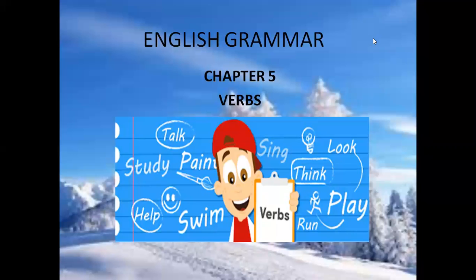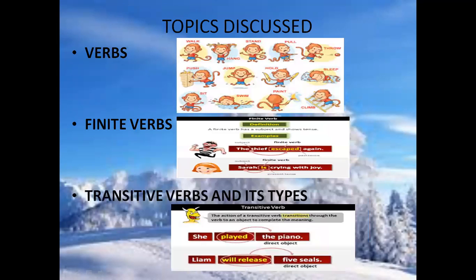In my last video, I had explained verbs and its types, that is chapter 5. So today we will continue with the same chapter. But before moving on to our next topic, let's recapitulate what we had done in our last class. So topics discussed were verbs. So in simple language, we can say verbs are action words or doing verbs.